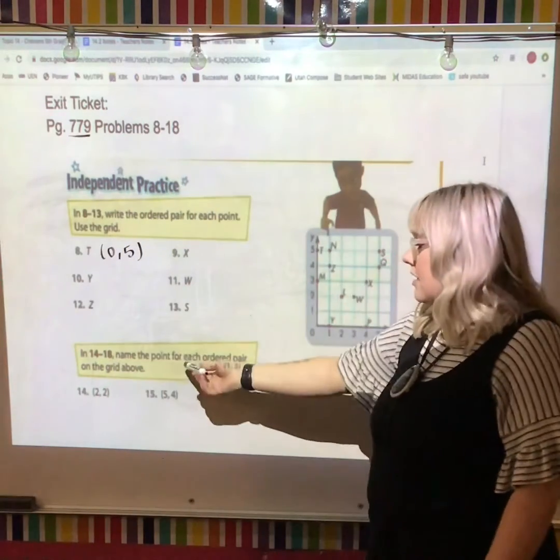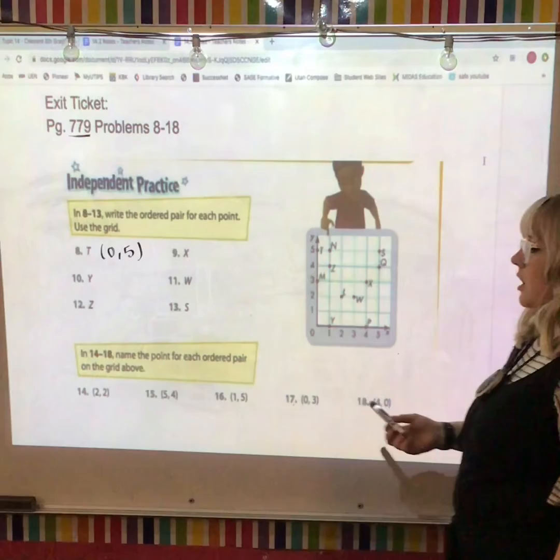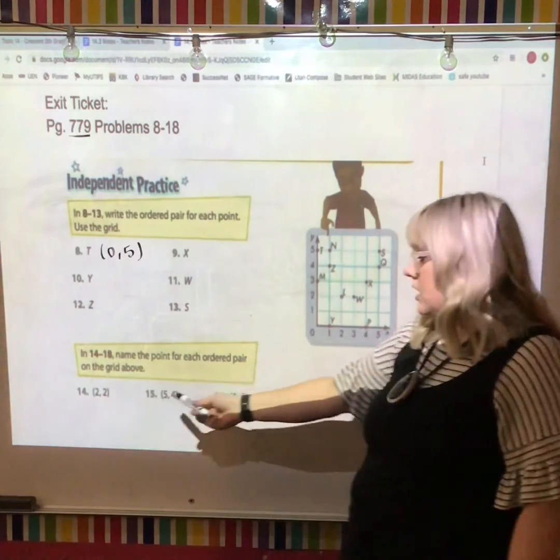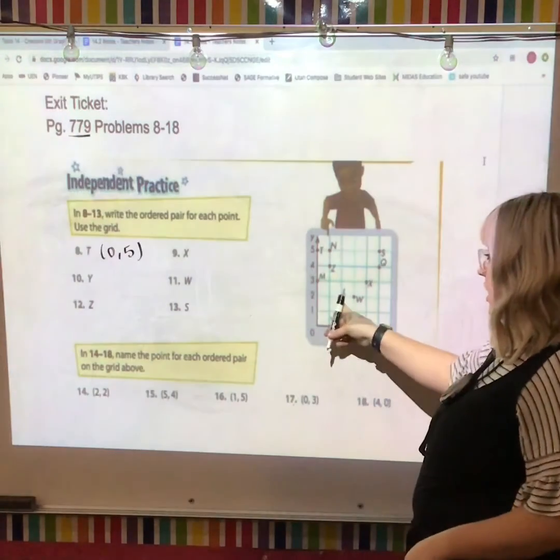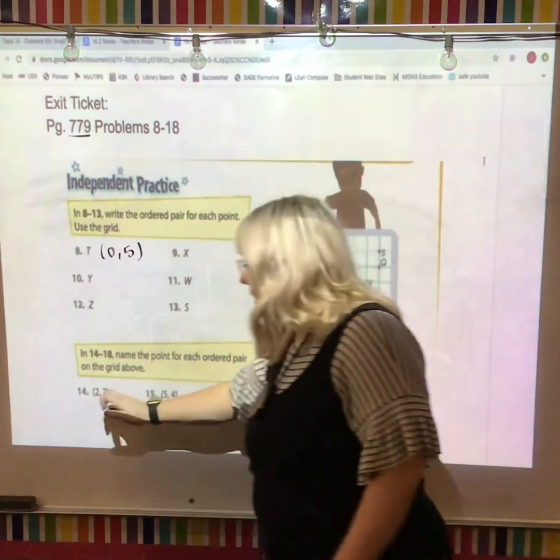Okay. Then it says name the point for each ordered pair. So I'm going to go with 14. And it says go over 2, up 2. So I'm going to go over 2, up 2, and that letter is L.